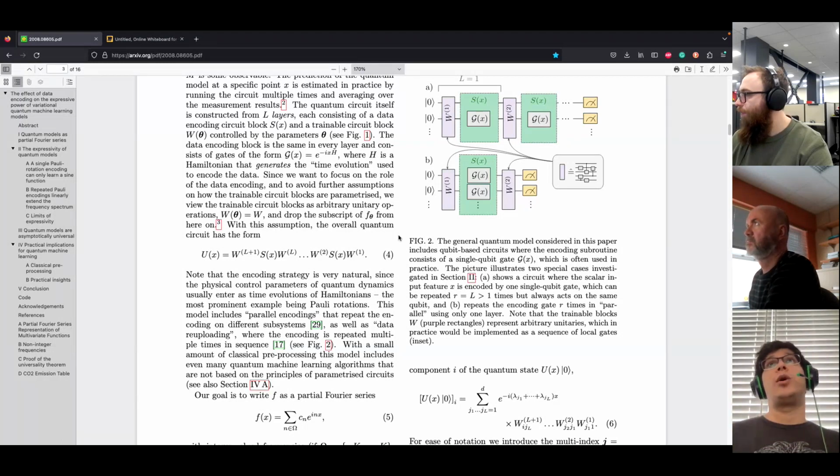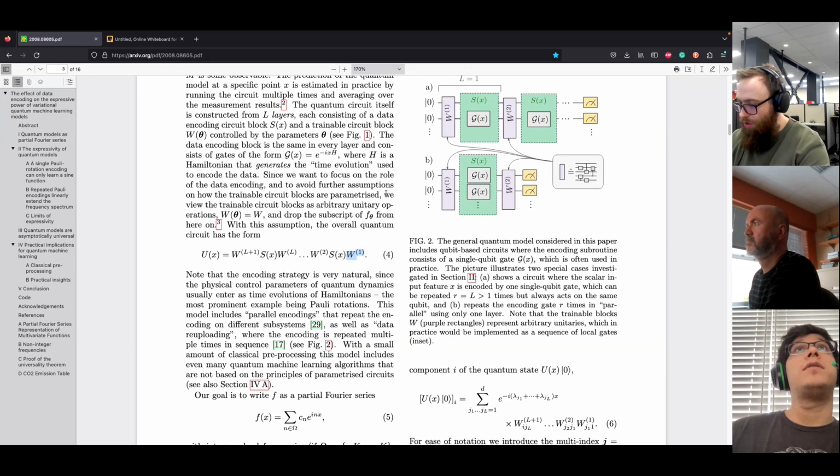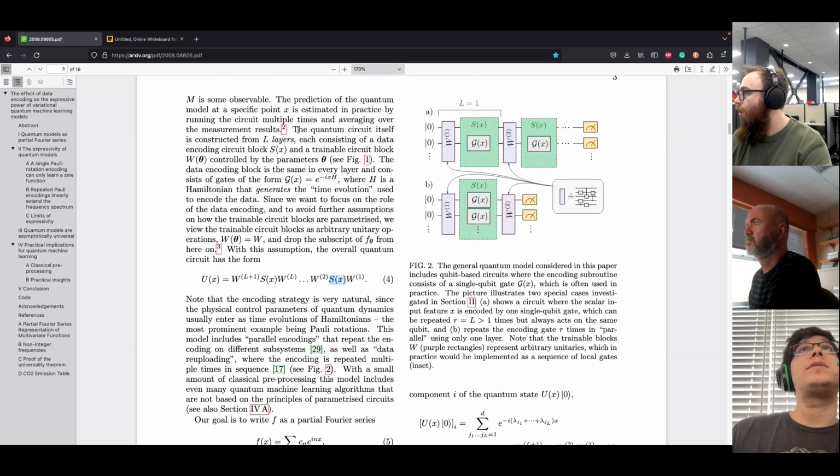Now, what they're trying to do is see what happens when you load the data into the circuit several times, and this is what they do in this equation right here. The W's are just gates. We view the trainable circuit blocks as arbitrary unitary operations. So they ignore the theta that you can train for now and just look at some unitary W. They plug this into the circuit. They call it W1, so you apply it once. Then you have SX.